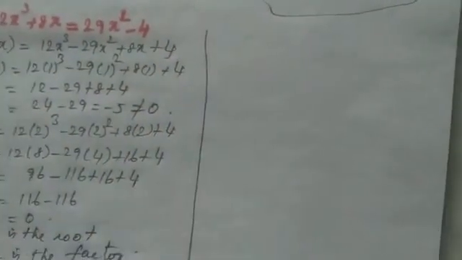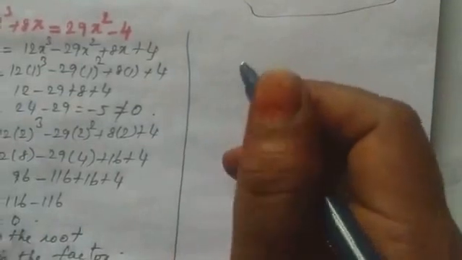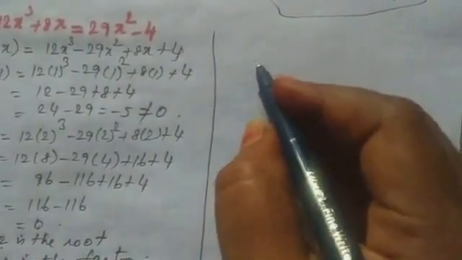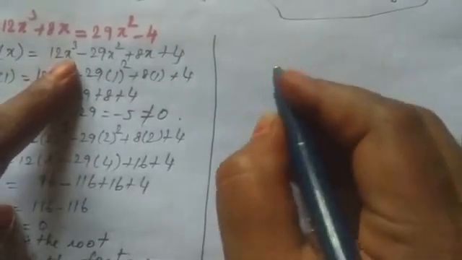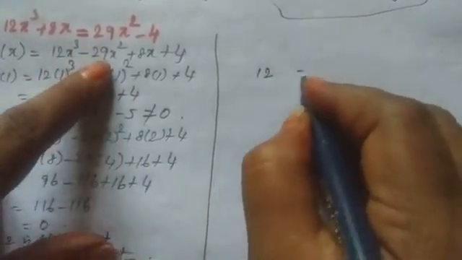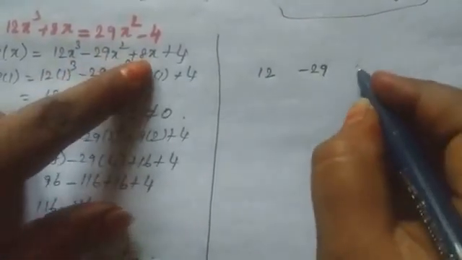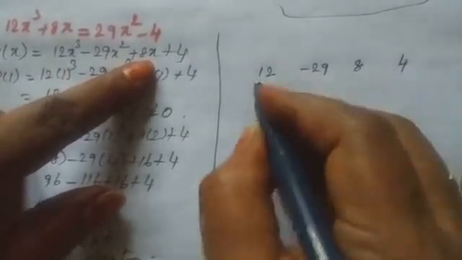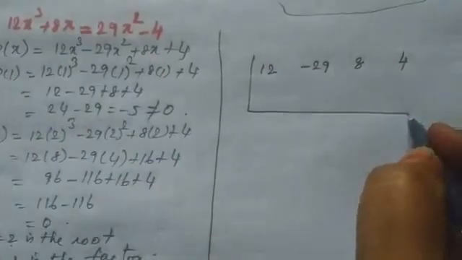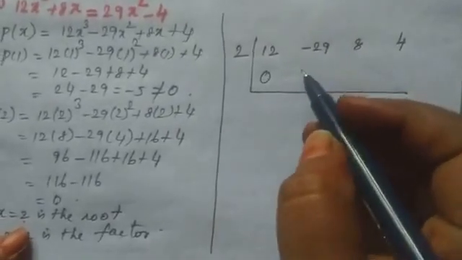So how am I going to find the answer? By synthetic division. How to apply synthetic division here? See, the coefficient of x cube, what was it? 12. Coefficient of x square, minus 29. Coefficient of x, 8. The last term is the constant. We found one of the roots to be 2 here, so I am using that. Initially we'll take 0. Already we have studied this sum.